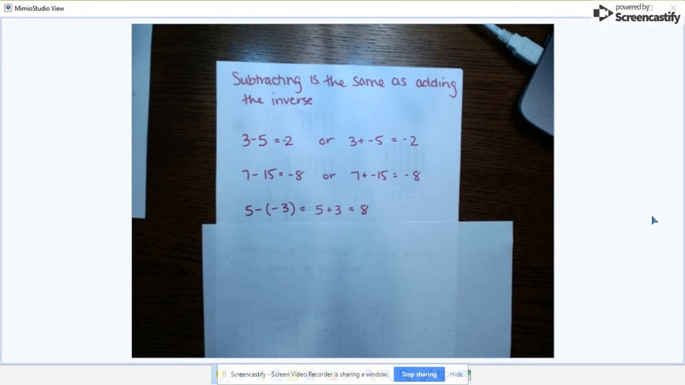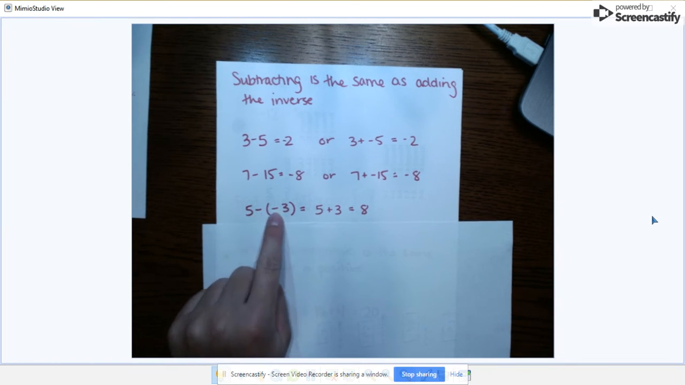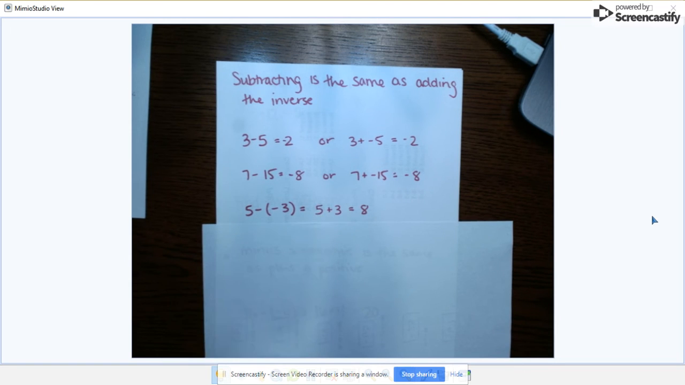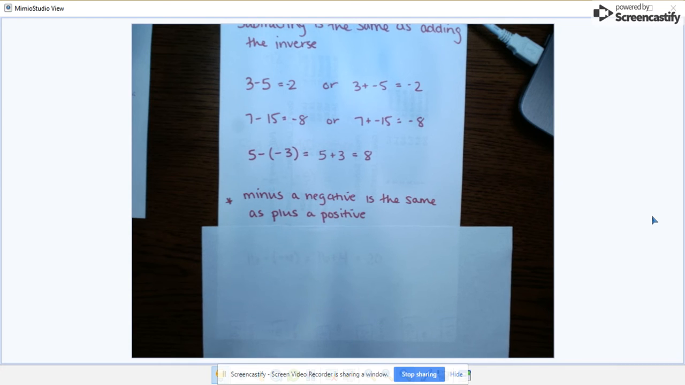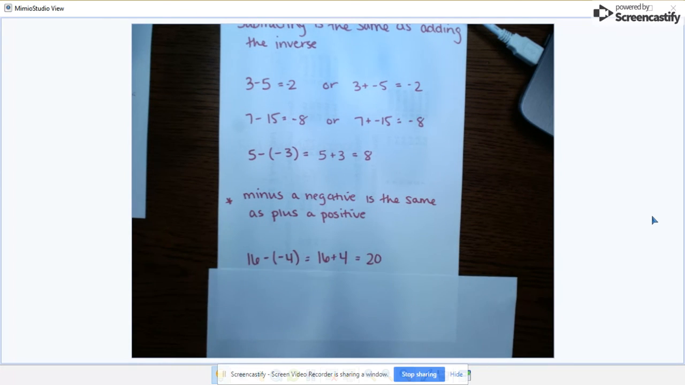Here's one that's a little different. We're subtracting a negative. Remember that minus a negative is the same as plus a positive, so we change both of those to positive. So now we have 5 plus 3. And I just wrote that there. Minus a negative is the same as plus a positive. Here's another example. 16 minus a negative 4. That becomes plus a positive, so we get 20.